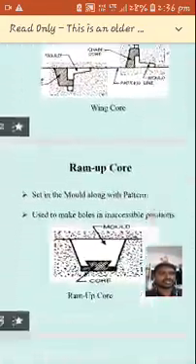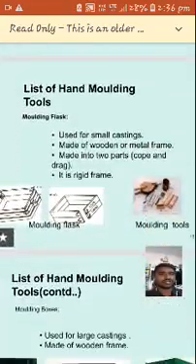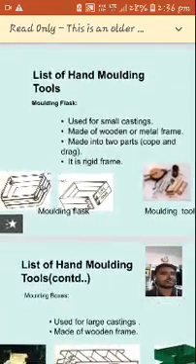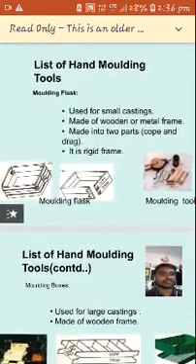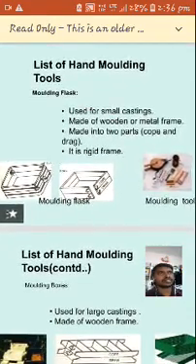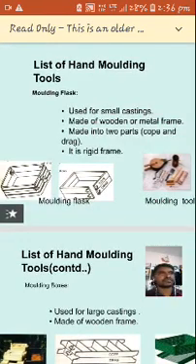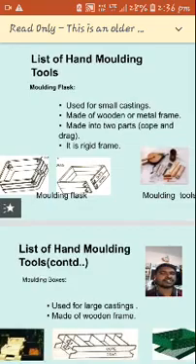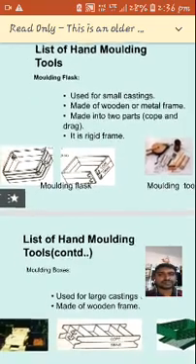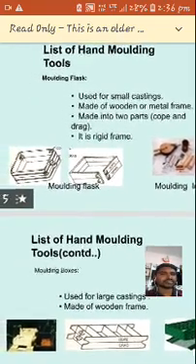And then the next topic is hand molding tools used in foundry. Here we have the various hand molding tools. In order to make the casting objects, we require tools. So what tools do we generally require for making casting objects? The first one is a molding flask.